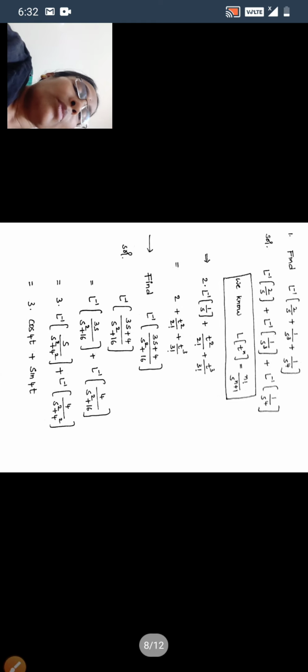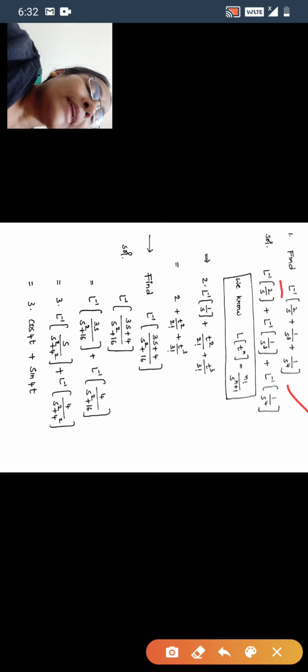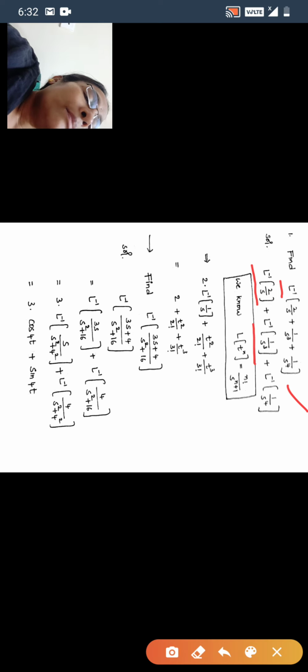After that, problems on inverse Laplace transforms. Find L inverse of 2 by s plus 1 by s cube plus 1 by s power 4. We know that L inverse satisfies the linear property. So we will get L inverse of each and every function present in the bracket. We will get L inverse 2 by s plus L inverse 1 by s cube plus L inverse 1 by s power 4.